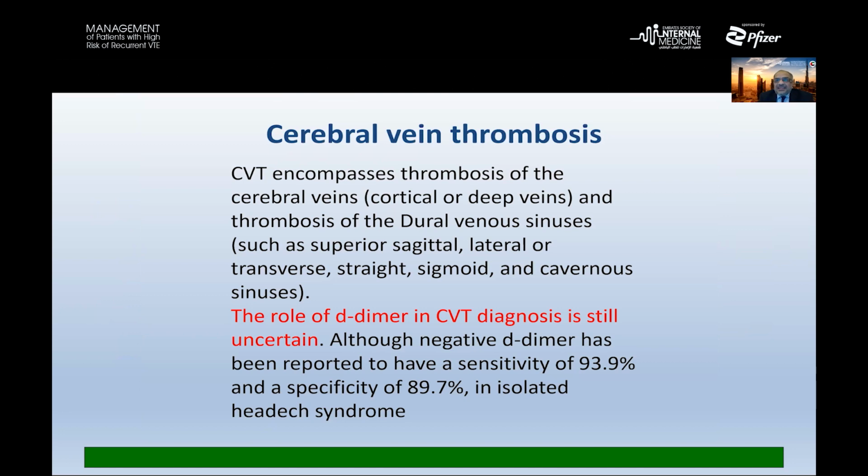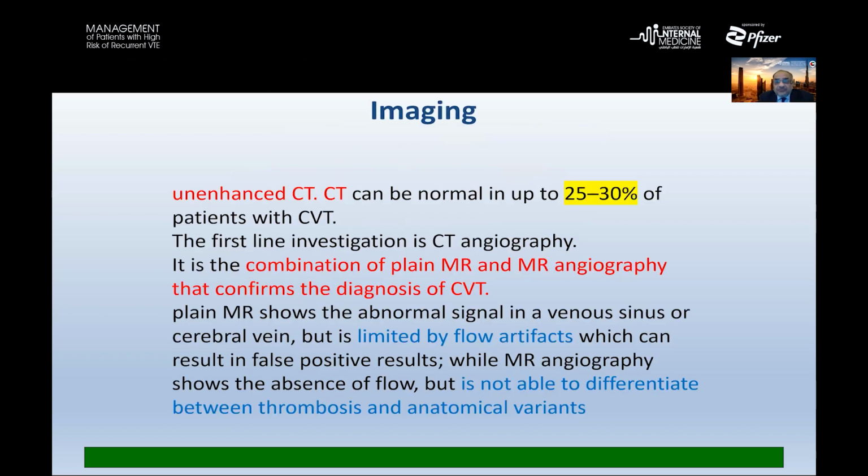Cerebral venous thrombosis: again, the role of D-dimer is still uncertain in them. Sagittal, cortical, cavernous, sigmoid, these are the sites. A negative D-dimer has been reported to have a sensitivity of 93%. But again, a positive D-dimer, we do it. I personally do it. It gives me a hint whether the patient has a thrombus or not. But will you do it and will you exclude or include? The answer is no.